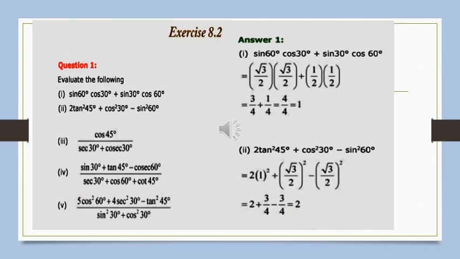See the second example. 2 tan square 45 plus cos square 30 minus sin square 60. So what you have to do? You have to substitute the values of tan 45, cos 30, sin 60, and then according to the numerals you have to solve the expression like you solve rational numbers. So your answer is what? Your answer is 2.